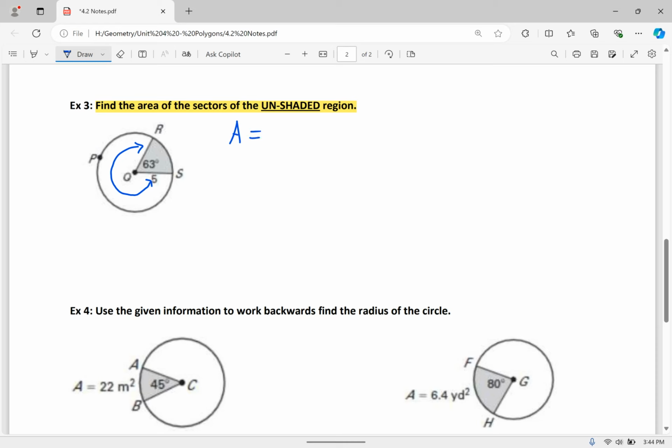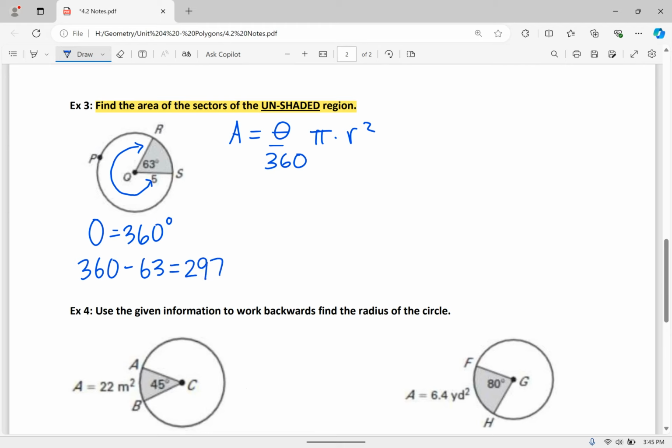So we still use the same formula. Okay, we still need the angle over 360. We still want to multiply it by pi times the radius squared. The thing is, we need the angle of the unshaded region. Remember, a circle has 360 degrees. So if the shaded region is 63, we would need to subtract that in order to get the angle of the unshaded region, which is 297. That means this angle here is 297.